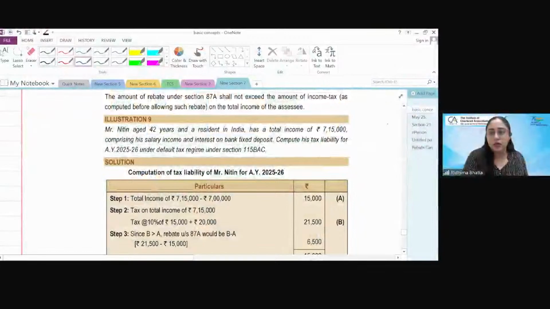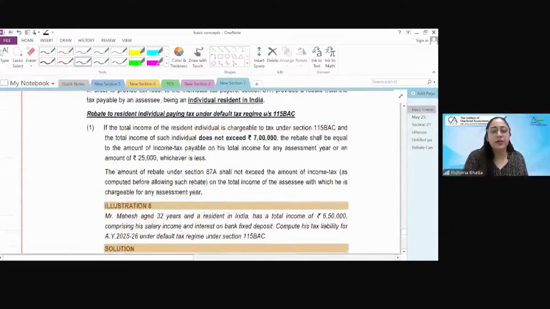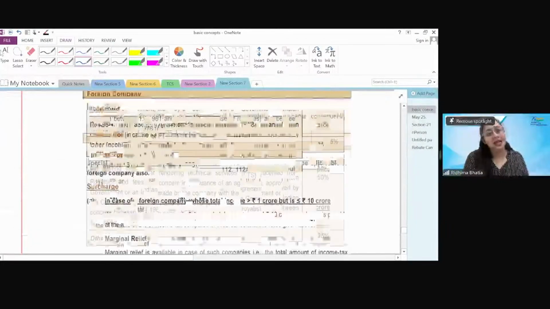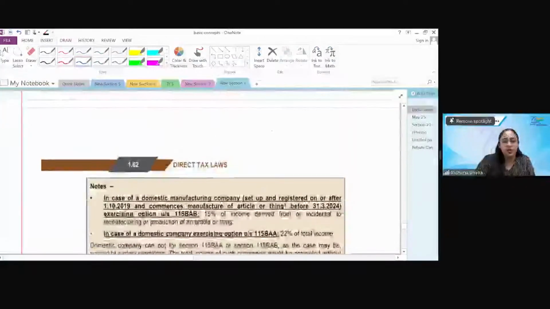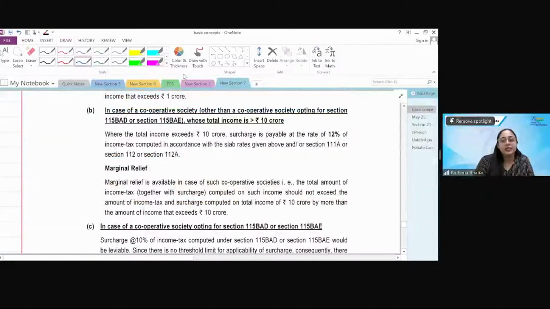All set? Shall we now move to another concept in the tax calculation, that is now surcharge. Surcharge, why is there a surcharge? Who got surcharge? Let's understand that.